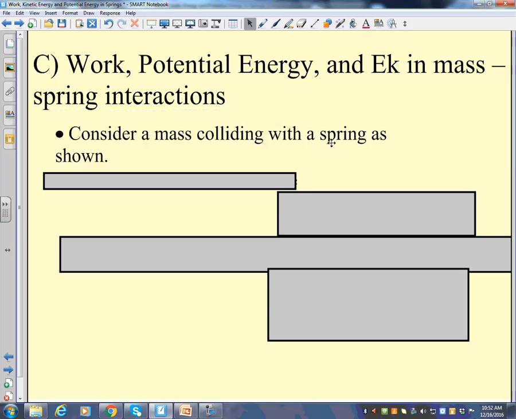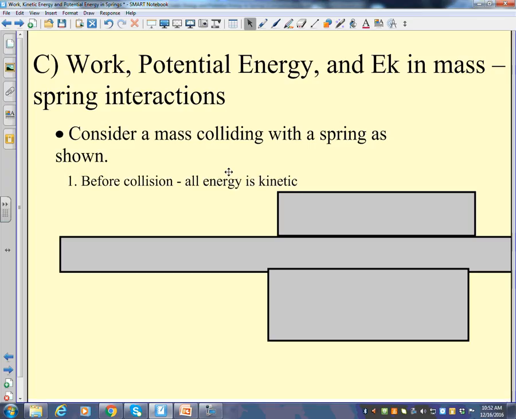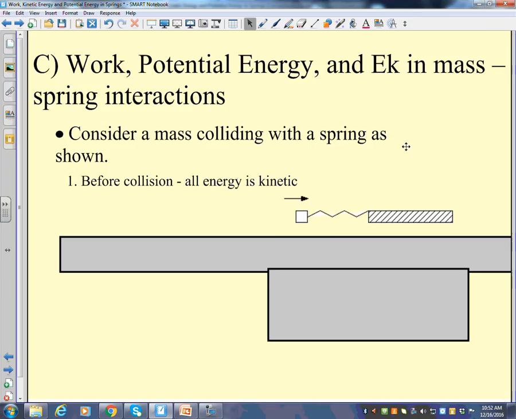Consider a mass colliding with a spring as shown. Let's see the picture here. There it is. Okay, so this is my lame attempt at it. Here's the mass here, right? And it's just encountering this squiggle line right here that I'm going to draw in blue, which is the spring.